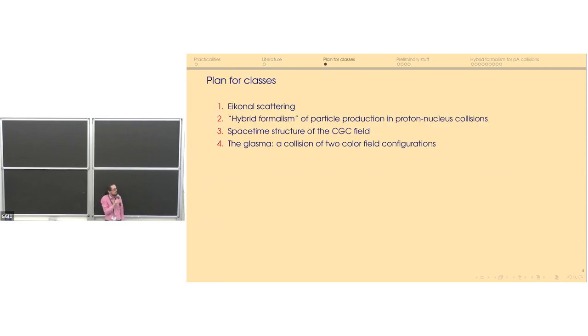So the plan for the classes is that it's going to take us until the last lecture to actually get to the Glasma. In the first class today, I want to discuss eikonal scattering. The next lecture will be the so-called hybrid formalism of particle production in proton nucleus collisions. We will be looking at data, but I want to give you a feeling of what ingredients go into the cross-section calculations that have been compared to data, and that are relevant for understanding data in proton nucleus collisions at forward rapidity. And then we start going more to CGC and Glasma physics.